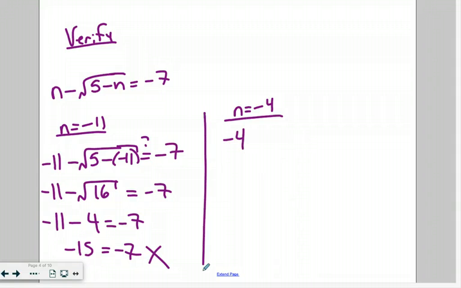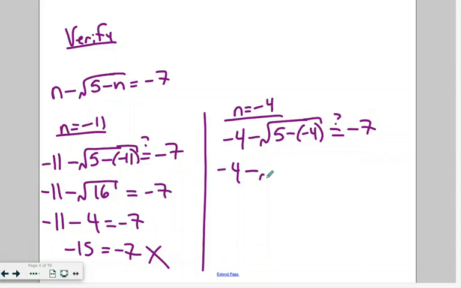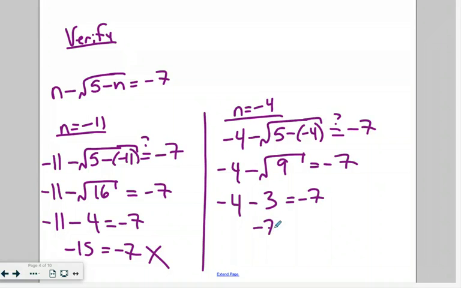So negative 4 minus the square root of 5 minus negative 4. Does it equal negative 7? Evaluate. Negative 4 minus the square root of 5 minus negative 4 is the same as 5 plus 4. So root 9 equals negative 7. And this is negative 4 minus 3. And we do, in fact, get negative 7 equals negative 7.